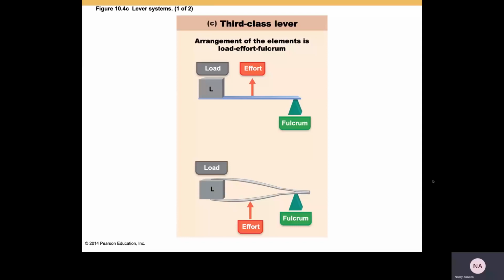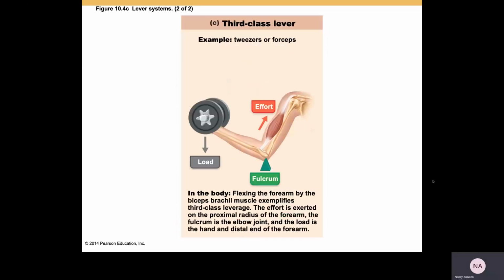So when you talk about a third-class lever, you have a load, you have the effort in the middle, and there's the fulcrum. Tweezers are a classic example of that, as will be the contraction of biceps brachii when you're talking about flexing your elbow.